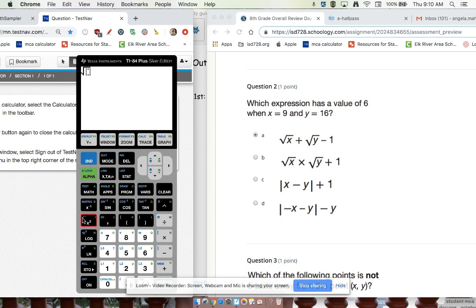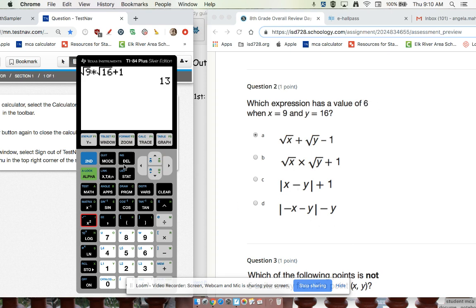Second square root of 9. Get out of the square root. And then what do I have? Times second, the square root of y, which is 16. Get out of your square root. And then add 1 plus 1. And that's 13. Definitely not the 6 I wanted.